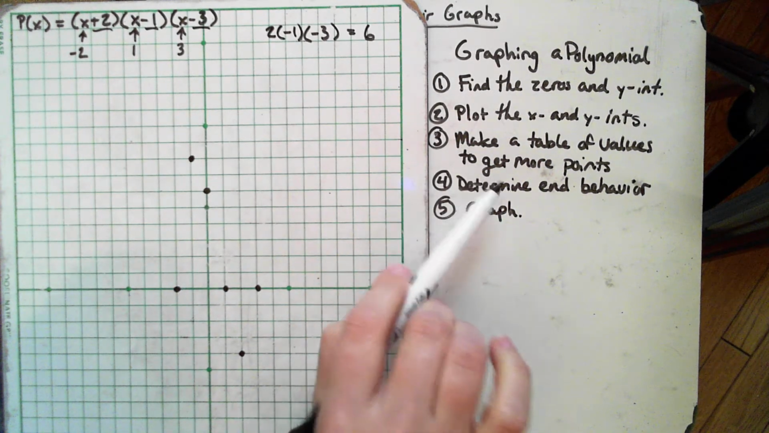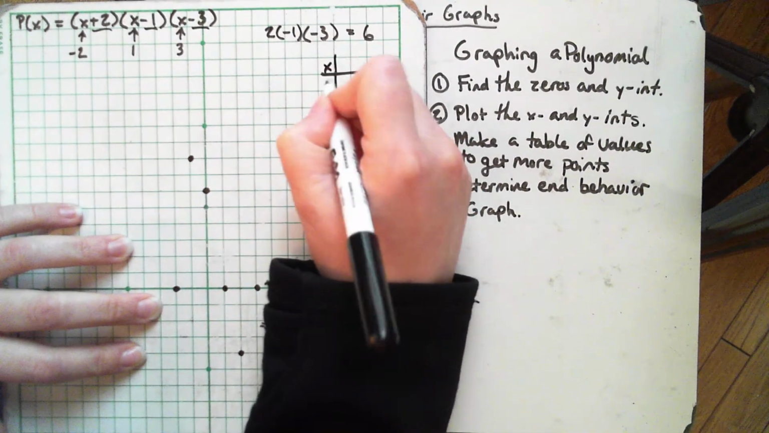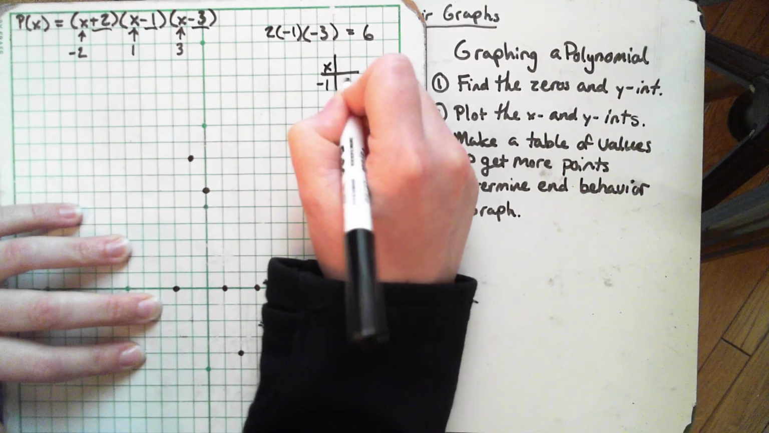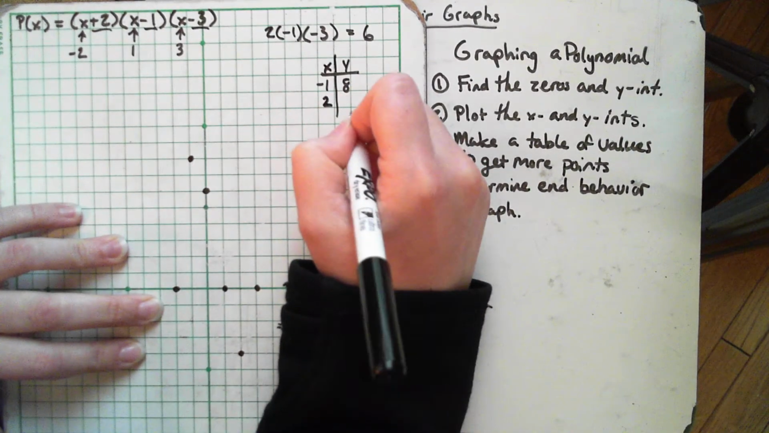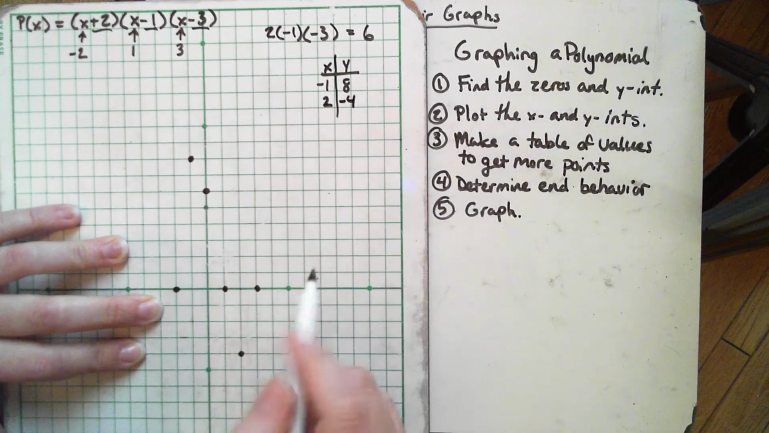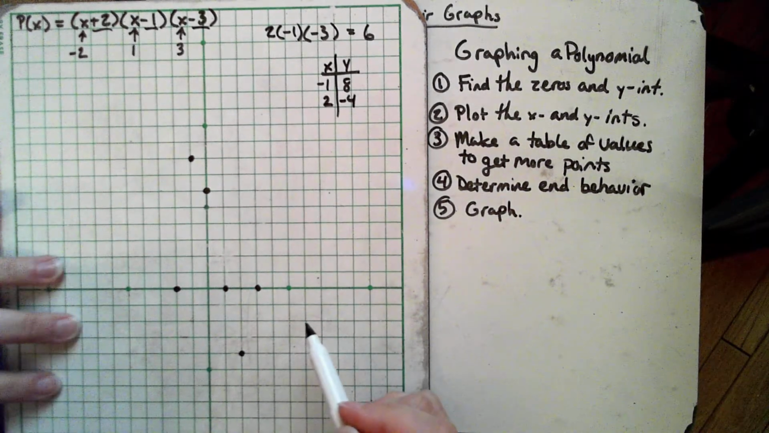Okay, so I got a table of values. I found out that when x is -1, then y is 8. And I found out that when x is 2, y is -4. Okay, and you can get as many points as you want. These ones are sufficient for me.